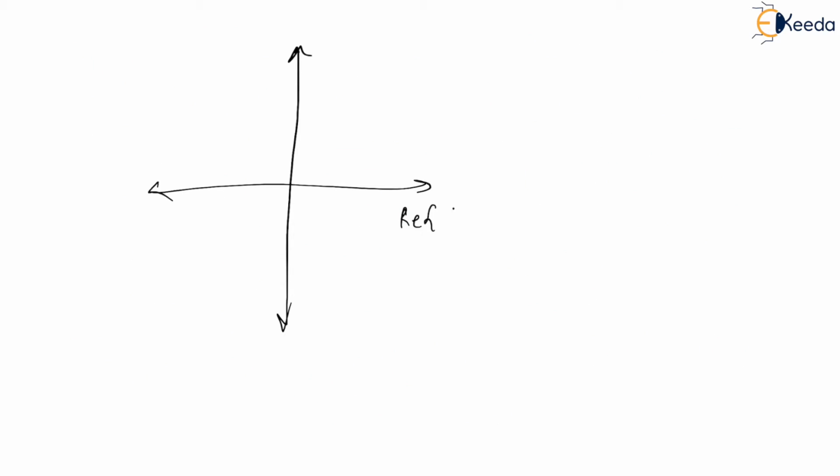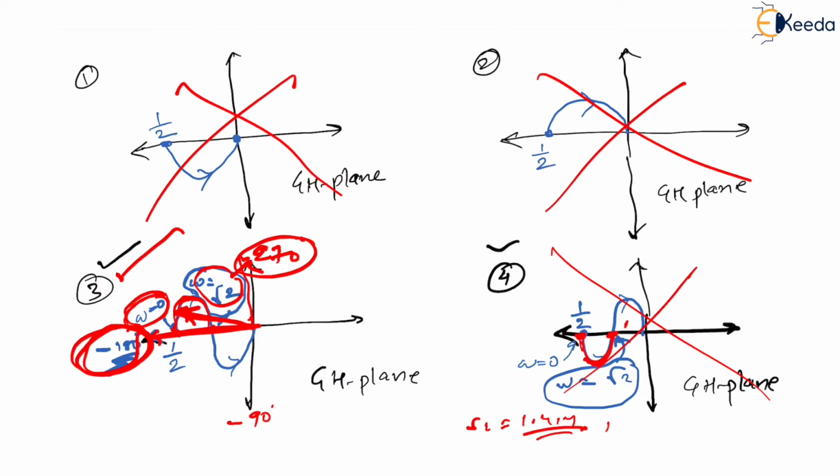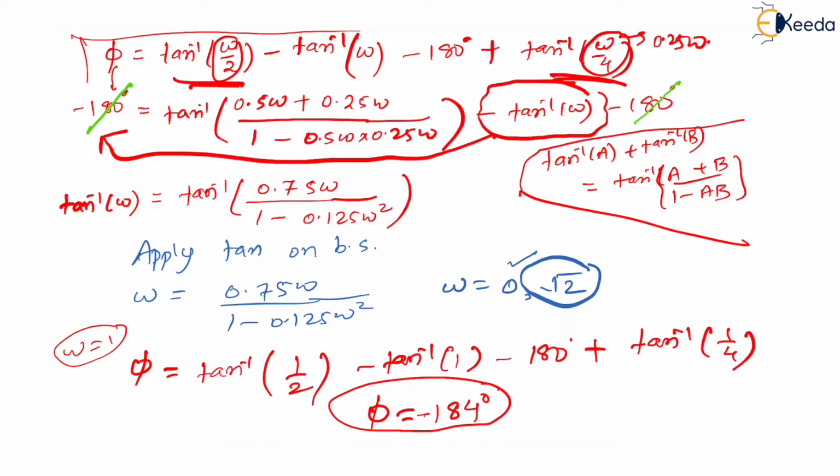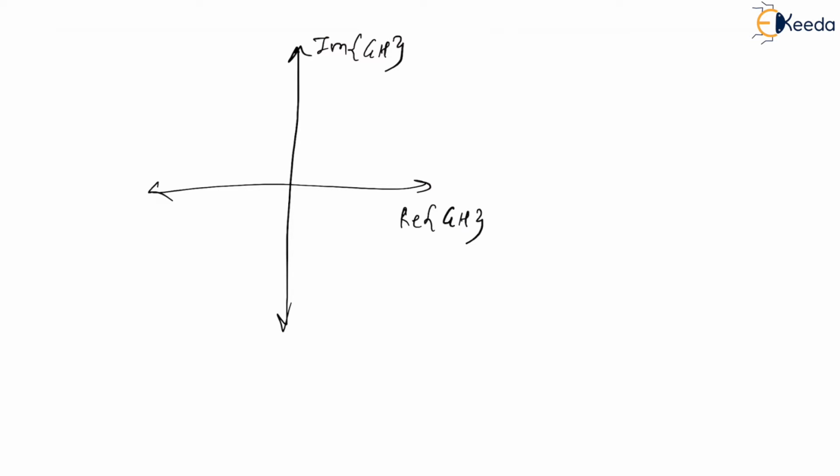This way. This is the real part of GH. This is the imaginary part of GH. Right? We have seen that third is right, which means the construction will look like this. And this point is nothing but half, right? Now, this was step 1.